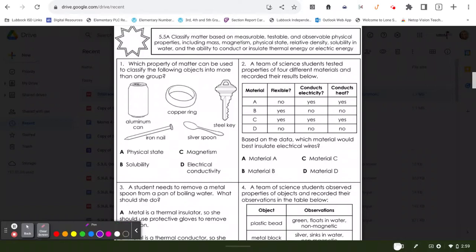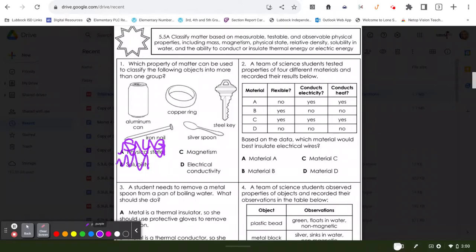So, let's look at our answer options. A says physical state. Well, all of these are solids. So physical state would be solid, liquid, or gas. So it can't be A. B says solubility. So remember, solubility is the ability to dissolve when placed into a liquid, specifically water. And none of these things are going to dissolve. So it's not going to be that.